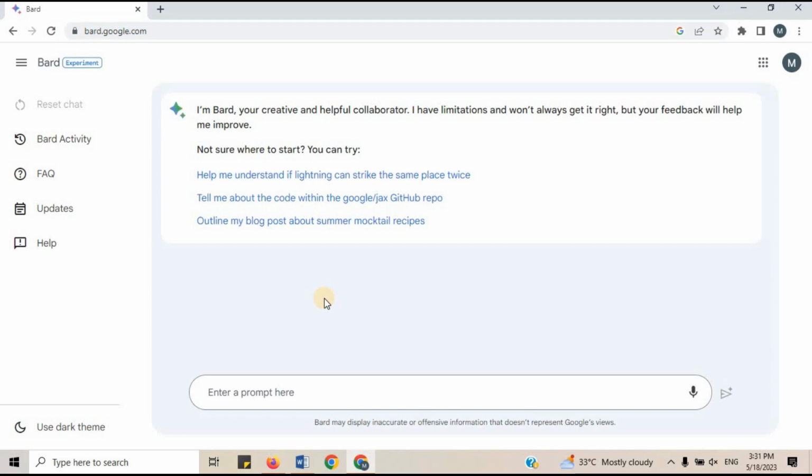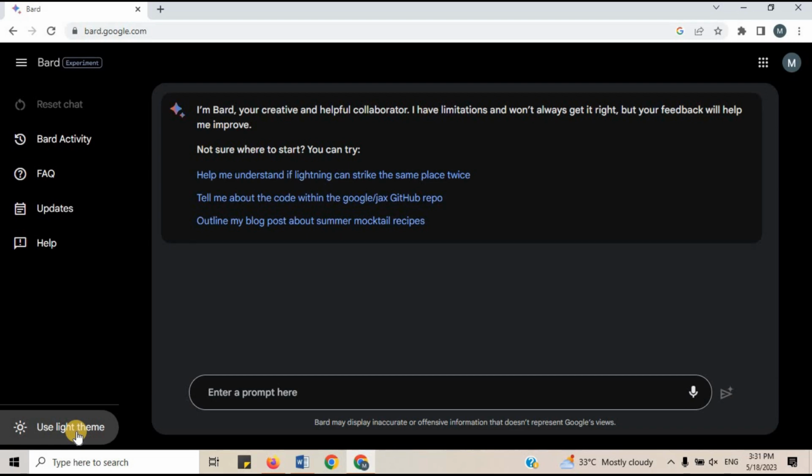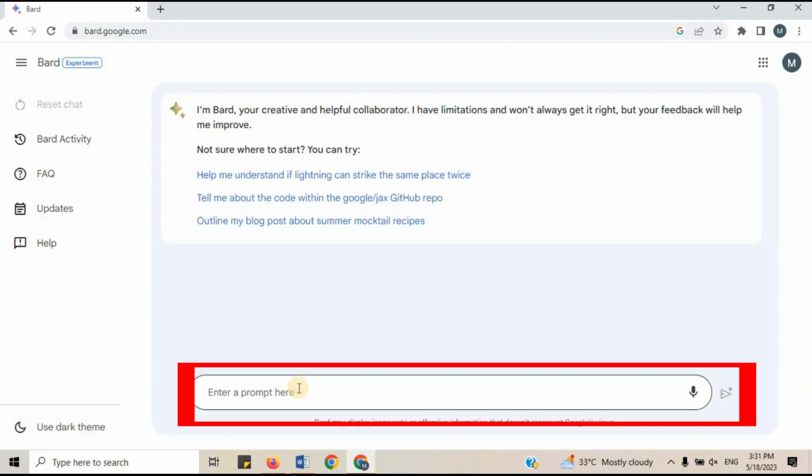This is the light theme mode. If you want to use dark mode, then you can click on Use Dark Mode. Use any mode which you like. Here, you can type questions related to any topic for any grade level to teach.